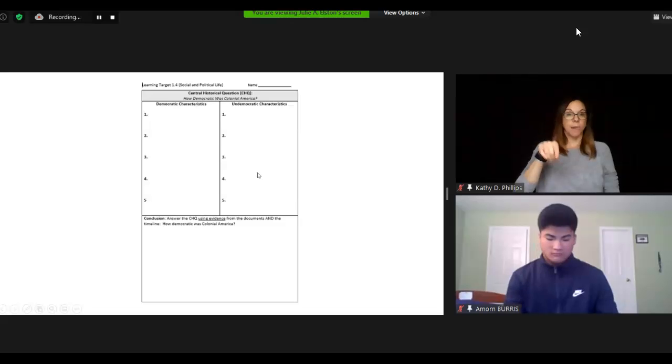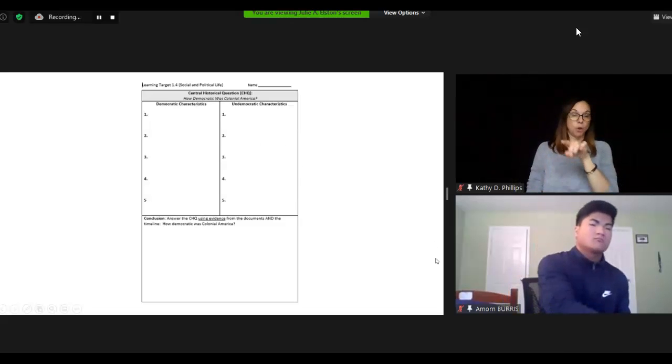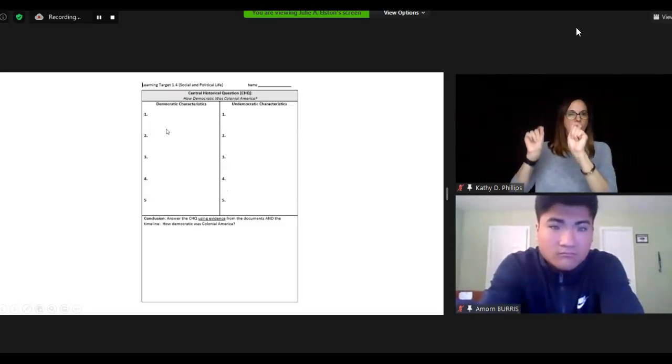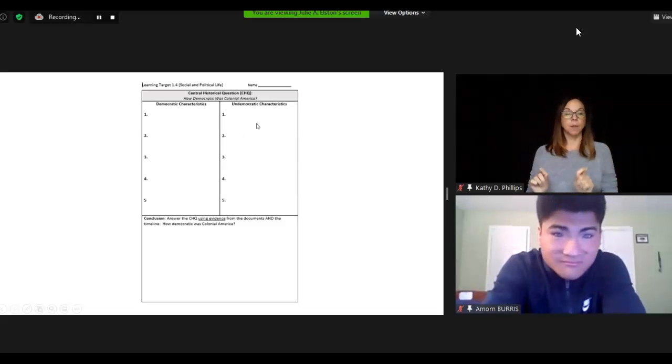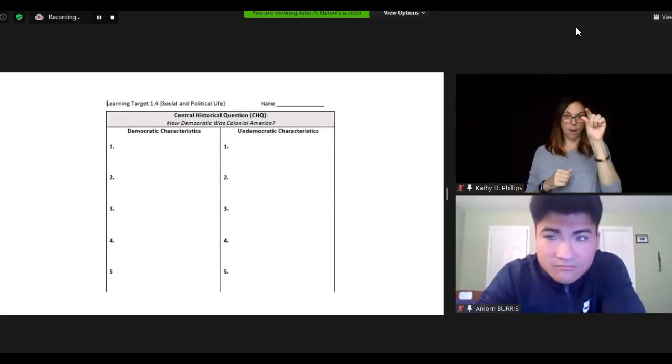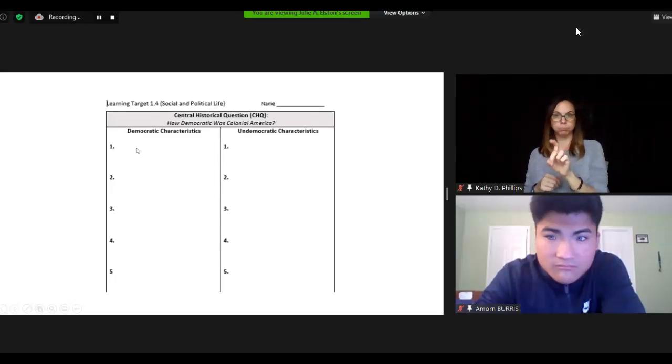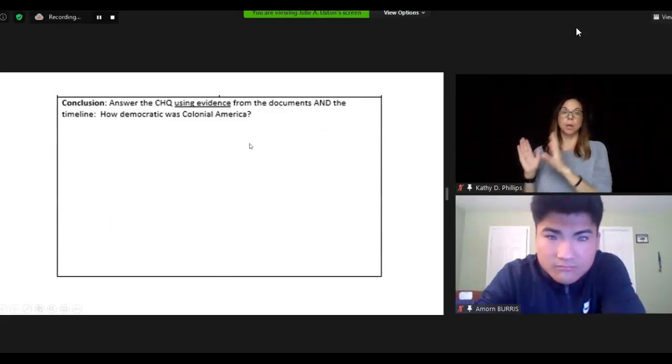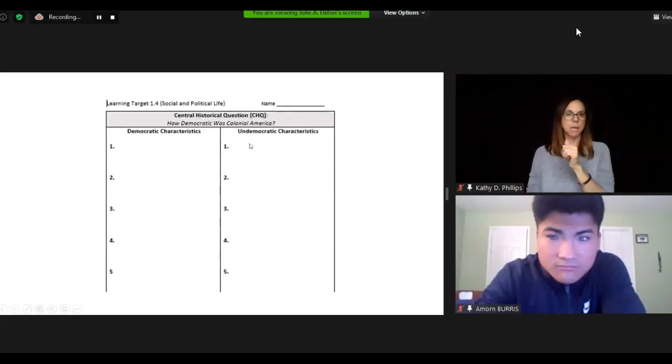So the second document in that assignment is your chart where you're going to actually put this information. When you open it up, it will look like this. And across the top, once you open it, click Enable Editing. You'll be able to put your cursor right in here. And I want you to give me 5 democratic characteristics that you find in those sources and 5 undemocratic characteristics.